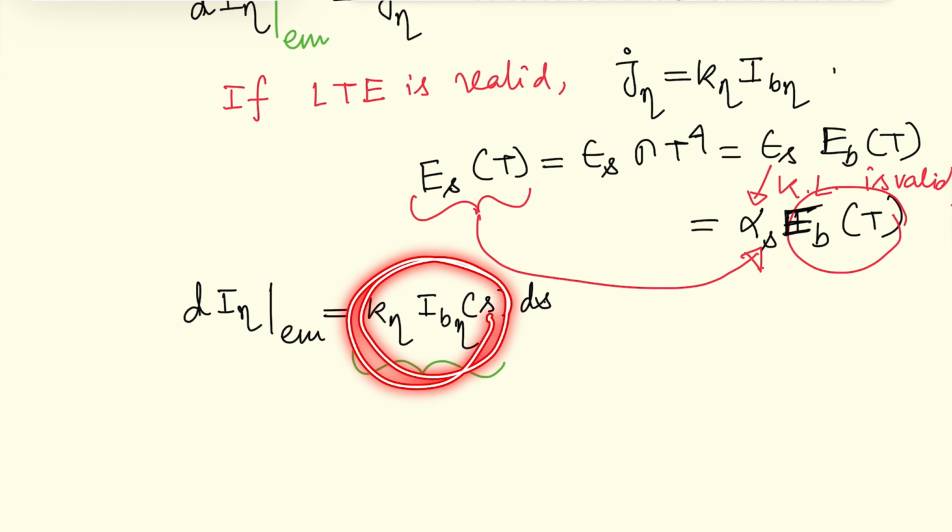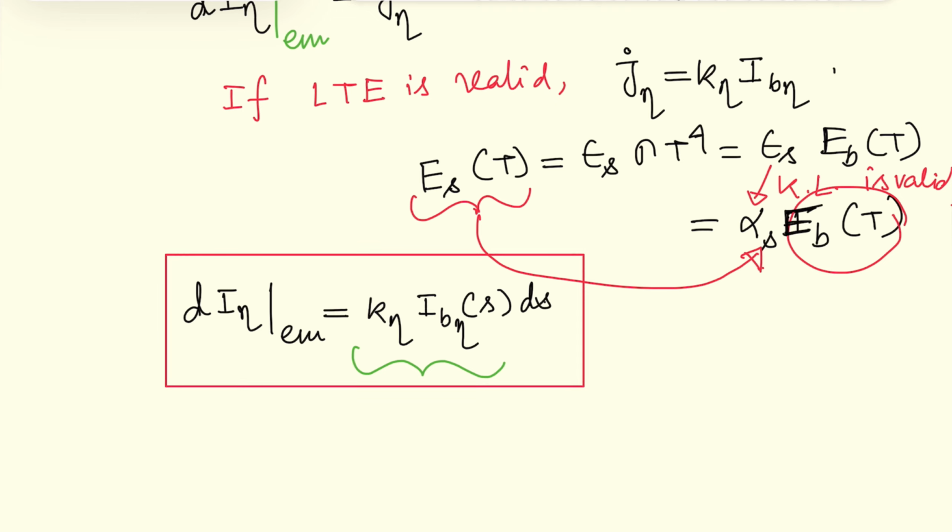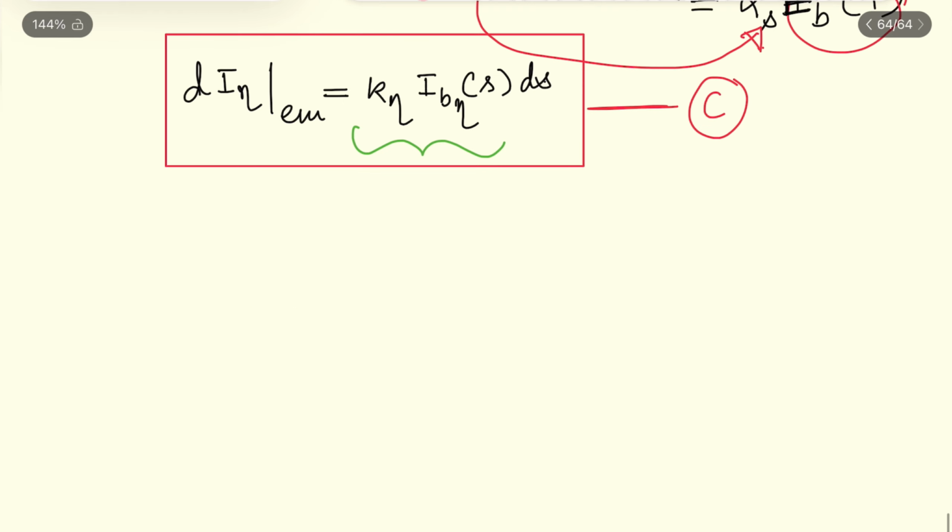So how can I get that? Maybe something like emissivity into the black body emissive power at that point. I don't have any black body emissive power, I have only the radiation intensity. So it will be the black body radiation intensity at that point s into some emissivity or emission coefficient. Because local thermal equilibrium is valid, I can write directly that emission coefficient as my absorption coefficient. That is how intuitively we can interpret this formula. This was very important, and I write this as C.